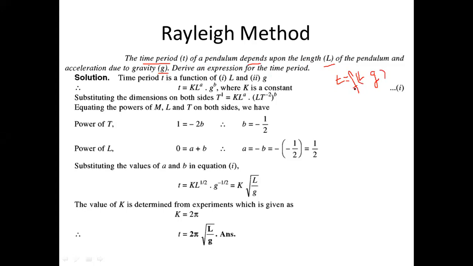Fine. How does it depend? At the last you can see this relation has been developed also. Using this relation, time is directly proportional to the square root of L and inversely proportional to the square root of G. It is a ratio of L by G under root. So that relation is there between time, L and G for a pendulum. But how this relation came, that we need to understand.